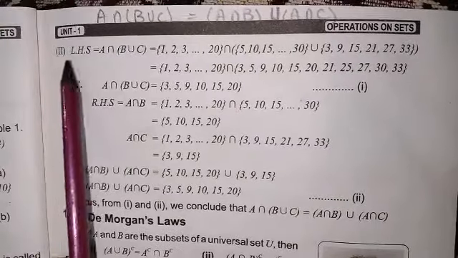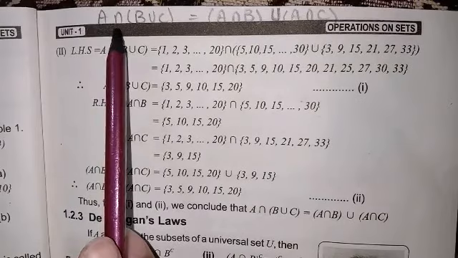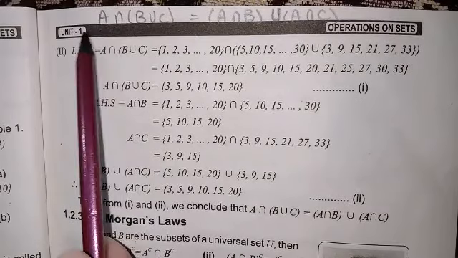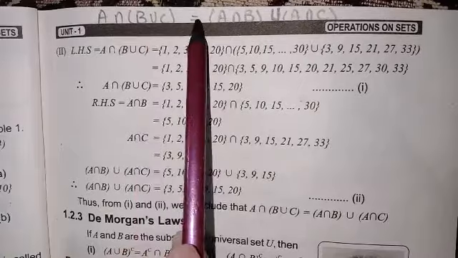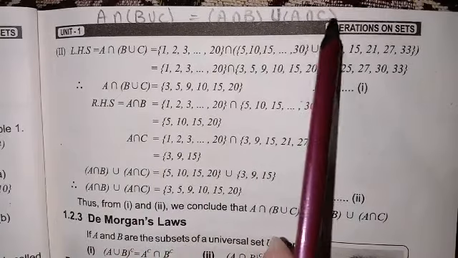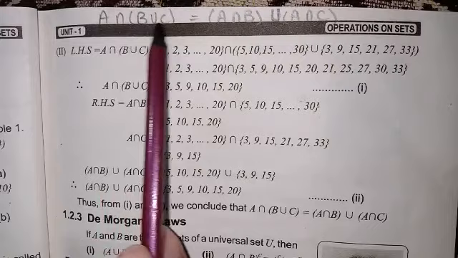Now students, here is our second requirement, which is distributive law of intersection over union. Here is our law: A intersection (B union C) is equal to (A intersection B) union (A intersection C). Students, we will solve our left hand side first.